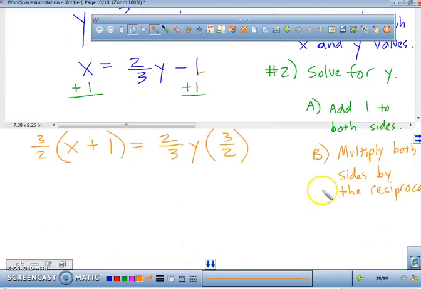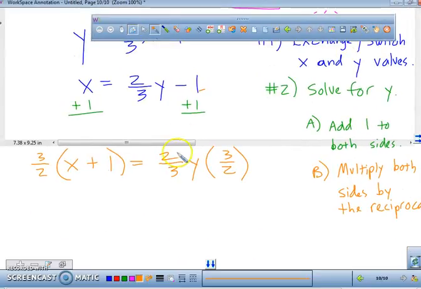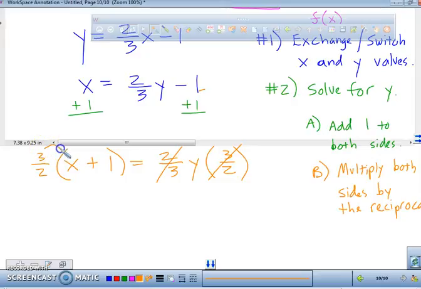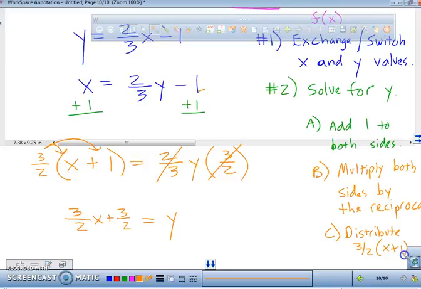So what's going to happen on the right side? These will cancel each other out, because 3/2 times 2/3 is 6/6, and 6/6 is equal to 1. But I have to distribute the 3/2 to both numbers. So here's what you're going to get. Your final answer, everybody, is going to be y equals 3/2x plus 3/2. So I guess I should tell you, you do need to distribute the 3/2 to that x plus 1. Okay, you got to distribute that.